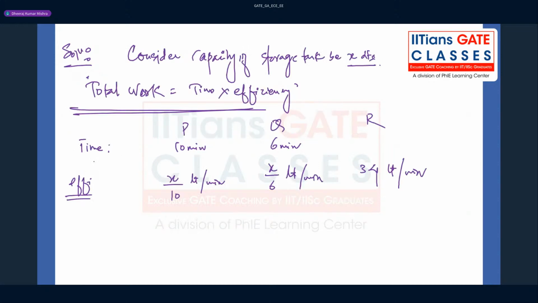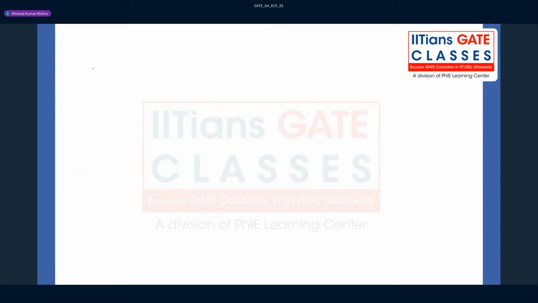Okay, so the second line will be what? You can write this as x liter. The efficiency of the P is nothing but x by 10 into 60, plus x by 6 into 60, is equal to 34 into 60. This is how you have to do it, right?